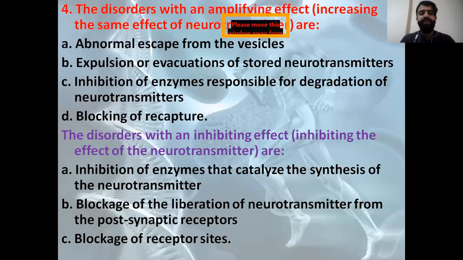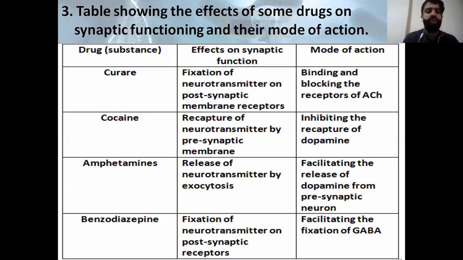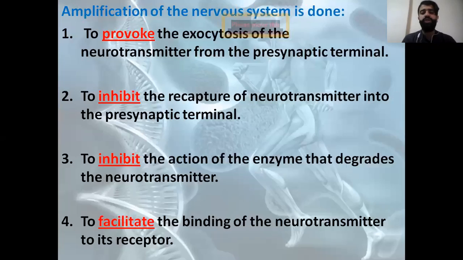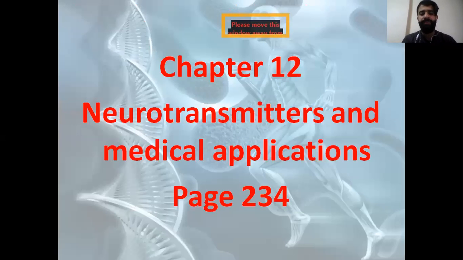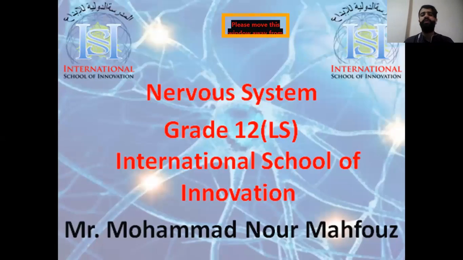Also, we talked about part 4, the disorders that lead either to an amplifying effect or to an inhibitory effect. So this is everything for document 4. Here, chapter 12 is almost done. So we have these two documents, document 4 and document 1, neurotransmitters and membrane channels. And this is everything for chapter 12 for this session.